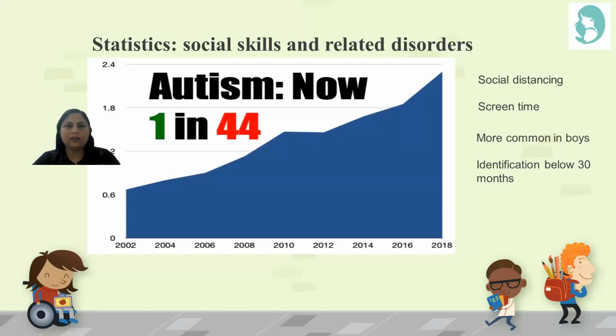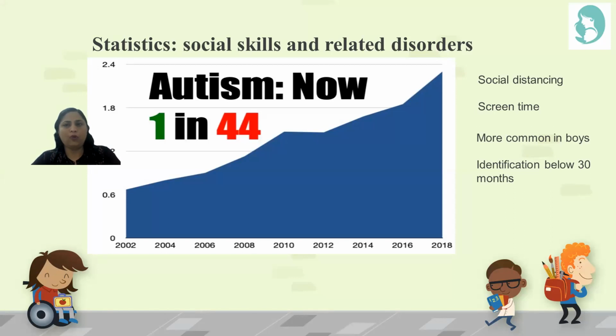So the statistics show that there is a rise in the problems with social skills and related disorders over the last decade. You can see that initially the problem was 1 in 150 children, and now it is 1 in 44 children. So autism per se has been really increasing. One of the disorders is semantic pragmatic disorder, where the problems lie in social skills and related skills.